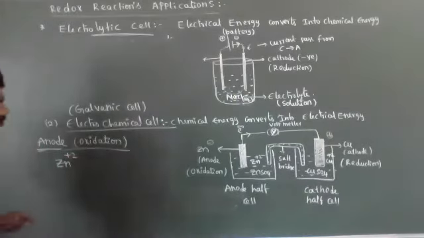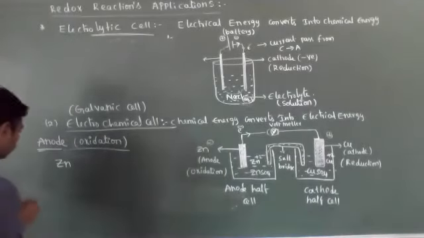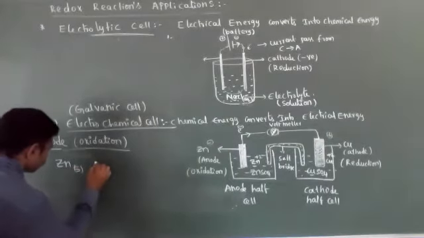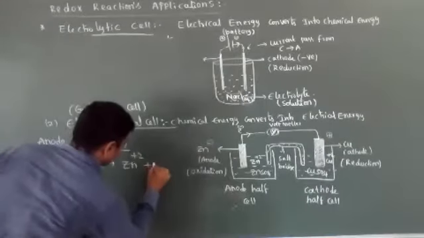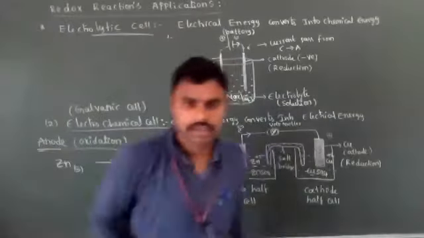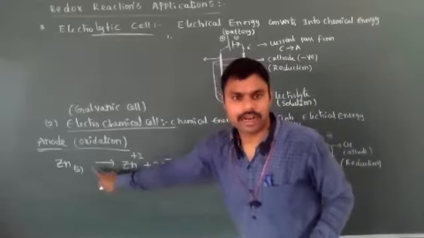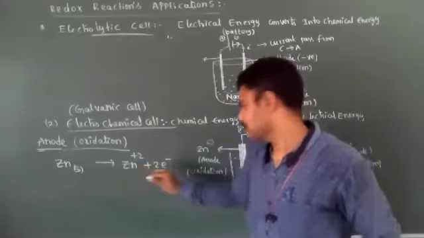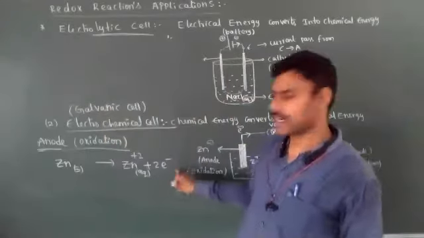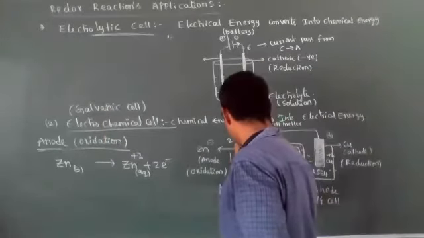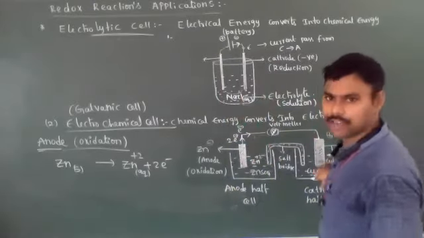Zn solid is converted into Zn2+ and produces 2 electrons. So the zinc metal acts as the anode. The zinc solid is converted into Zn2+ ions and produces 2 electrons. The 2 electrons are transferred through this wire to the cathode side.